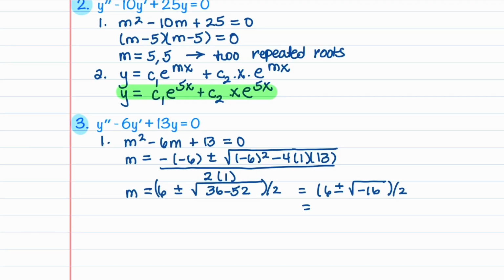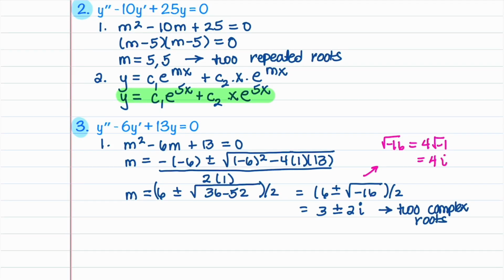So this gives us 3 plus or minus the square root of minus 16. Let's write down that the square root of minus 16 is 4 square root of minus 1, which gives us 4i. So we have 3 plus or minus 4i, divided by 2, so that gives us 2i. And these are what we call two complex roots.